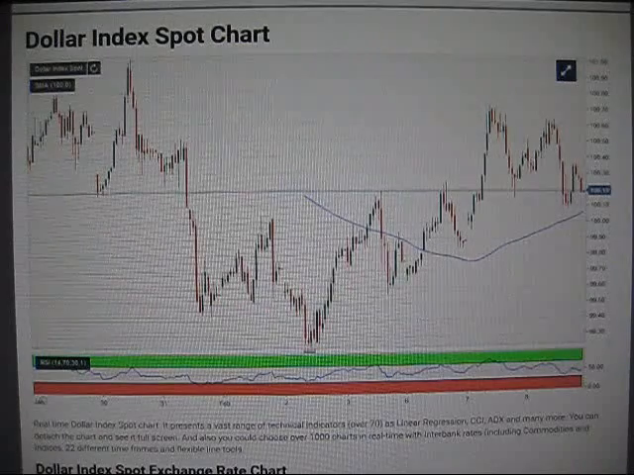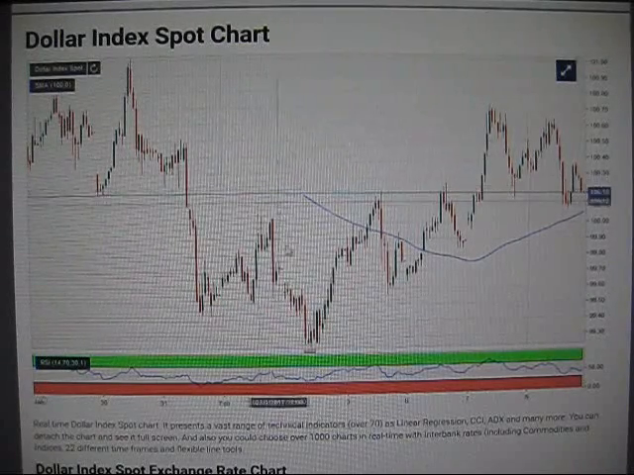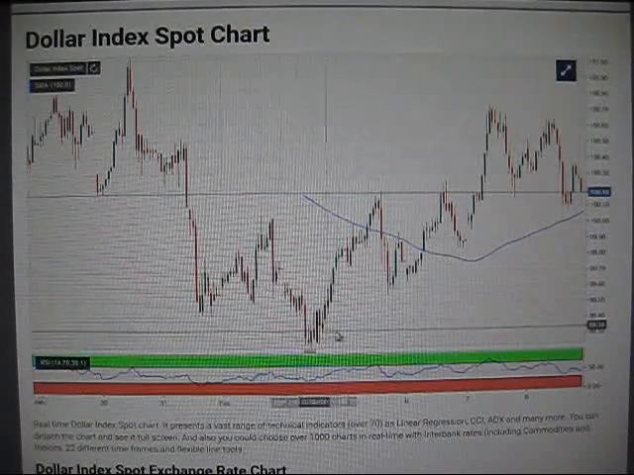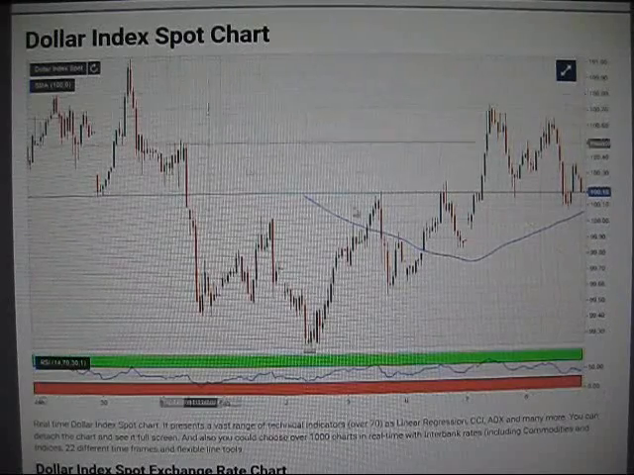And there's a quick look at the US dollar spot index, and as you can see, it's just ranging between 99.5 and 101 over the past couple of weeks.